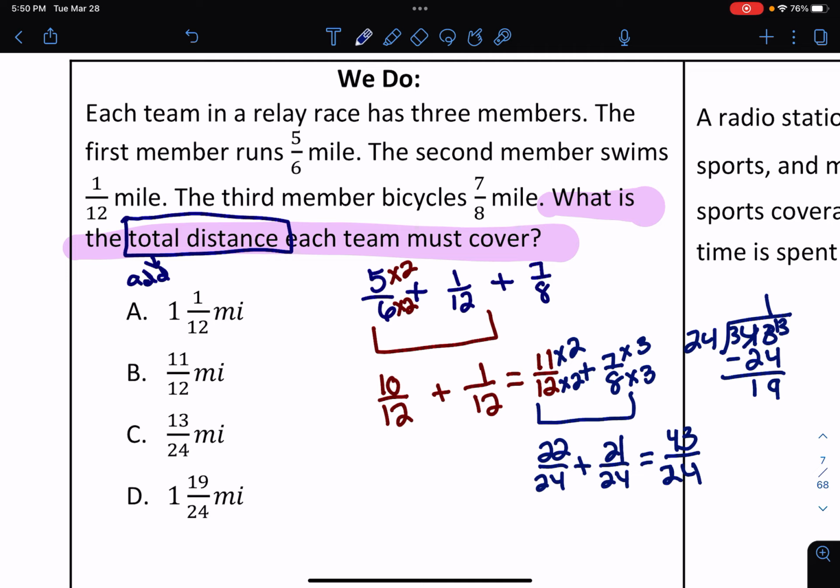So 3 minus 2 is 1. Okay. So I have a remainder of 19. So do I just leave it like that? Well, no. That means that this I bring up and it's going to be my numerator. And my denominator, which was 24, stays the same. So my answer is 1 and 19/24, which is D.